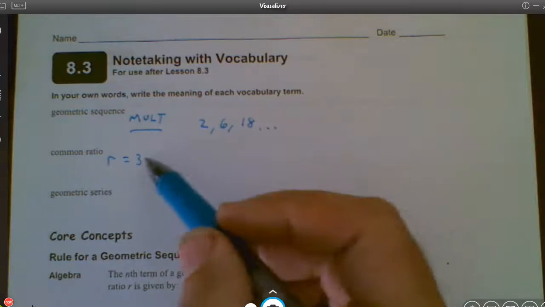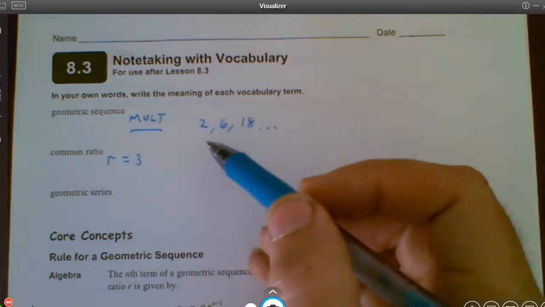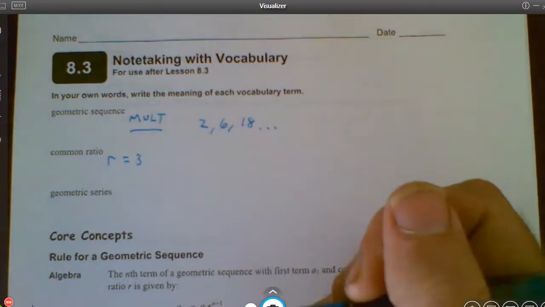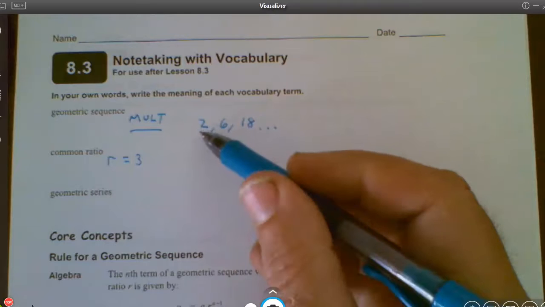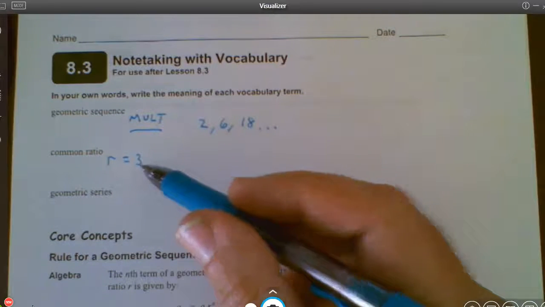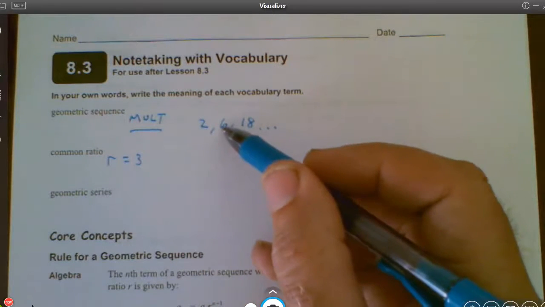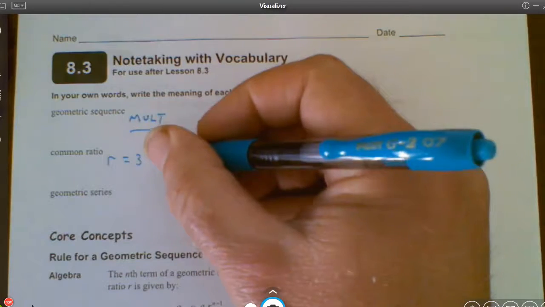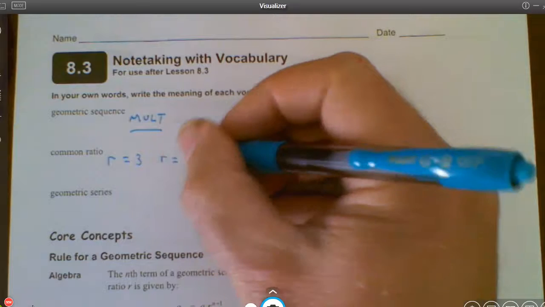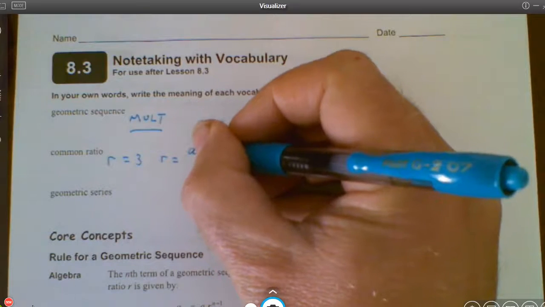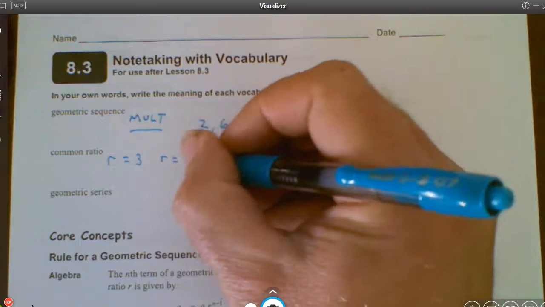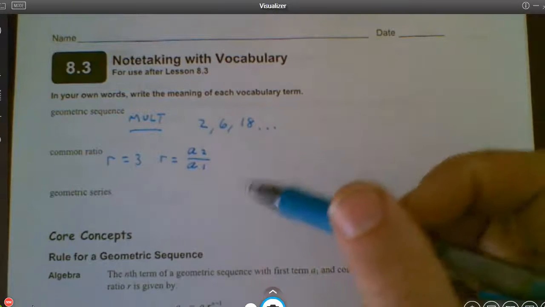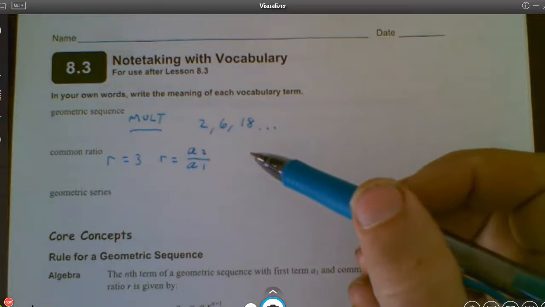Anytime you cannot figure out what your common ratio is, you can take any term and divide it by its previous term. So I could do 6 divided by 2 to figure this out. I could do 18 divided by 6 to figure this out. So any term divided by its previous term. So I'm just going to say it's my second term divided by my first term. And that gives me my common ratio. But really it works with any two consecutive terms.